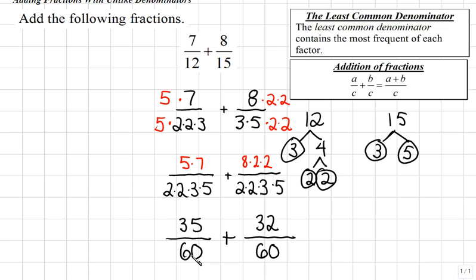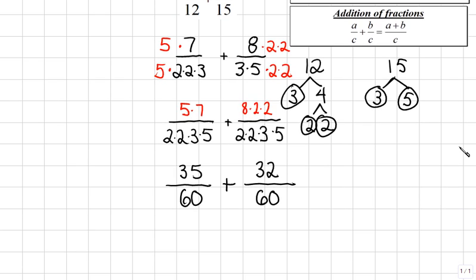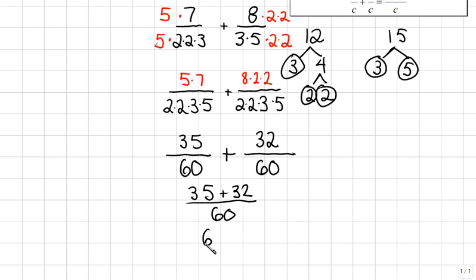Now that we have two fractions that have the same common denominator, to add fractions, we'll add the numerators and write this over the common denominator. So adding our numerators, we'll write 35 plus 32 all over 60. And 35 plus 32 becomes 67 over 60. Our answer as an improper fraction would be 67 over 60.